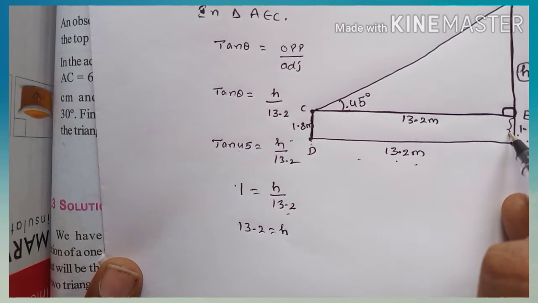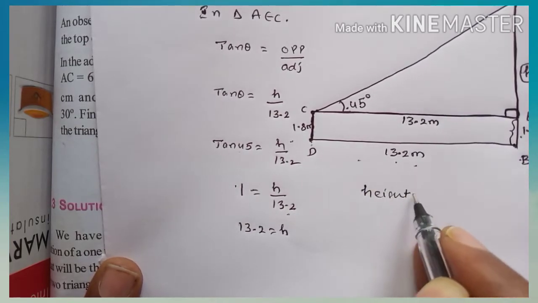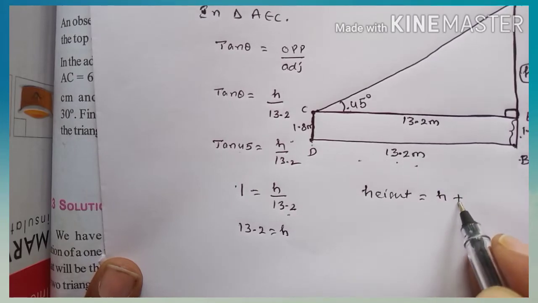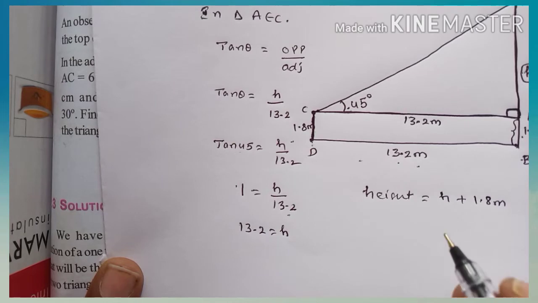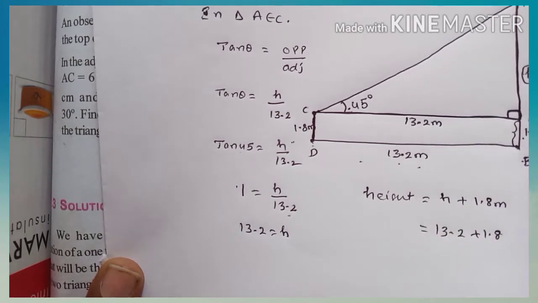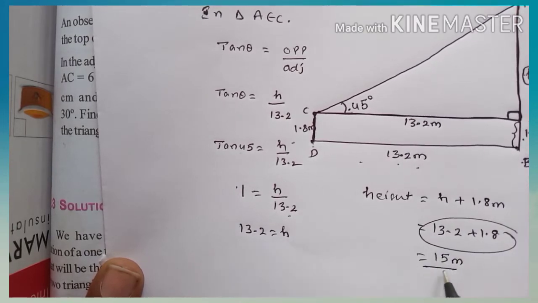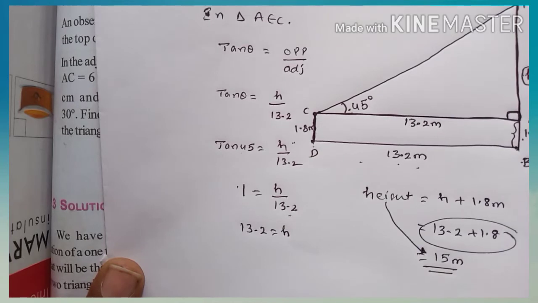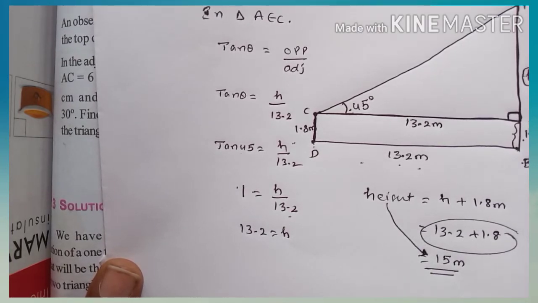Now we have to add this value also. So the total height of the palm tree is equal to that value H, and we also have to consider the observer's height here. So 13.2 plus 1.8, add these two, you will get 15 meters. Therefore the height of the palm tree is equal to 15 meters.